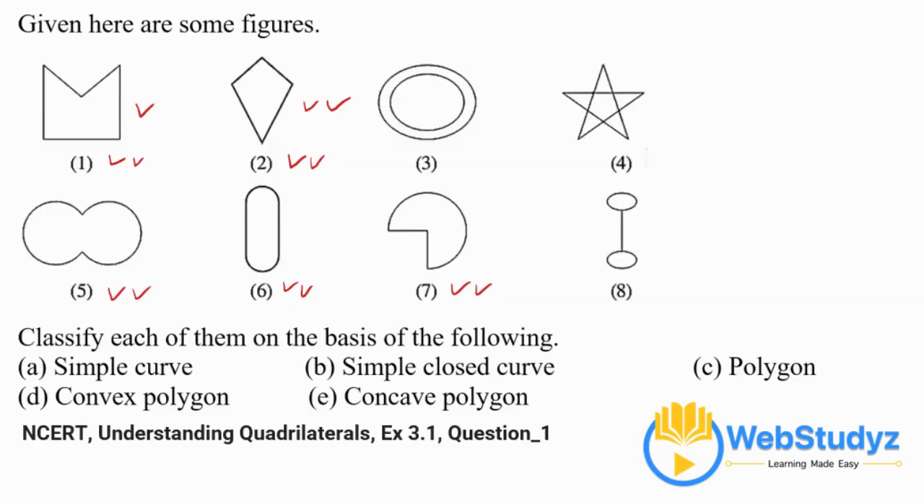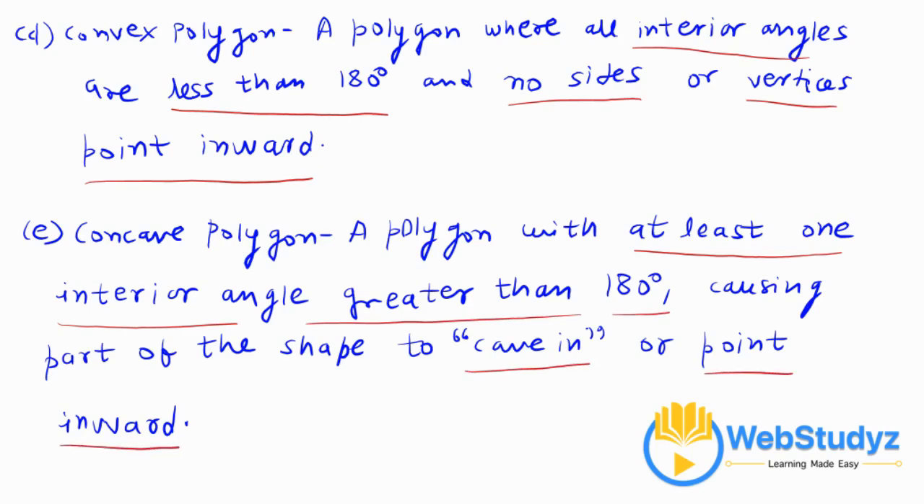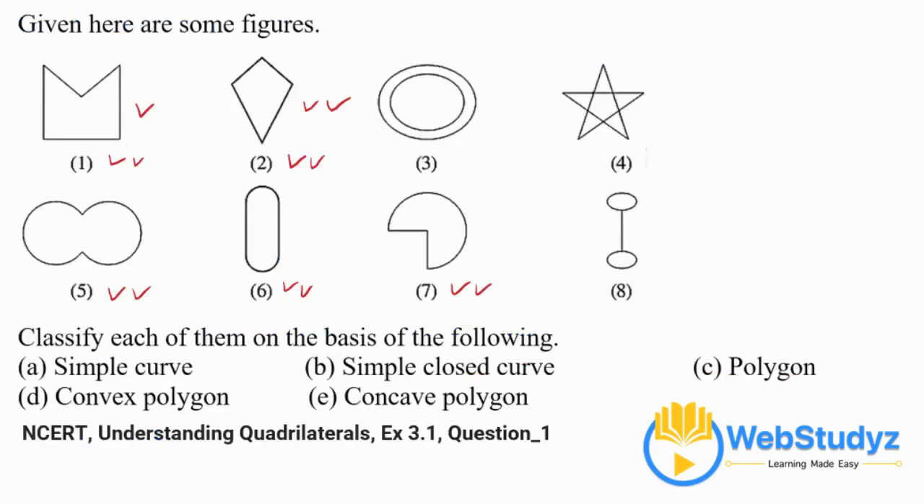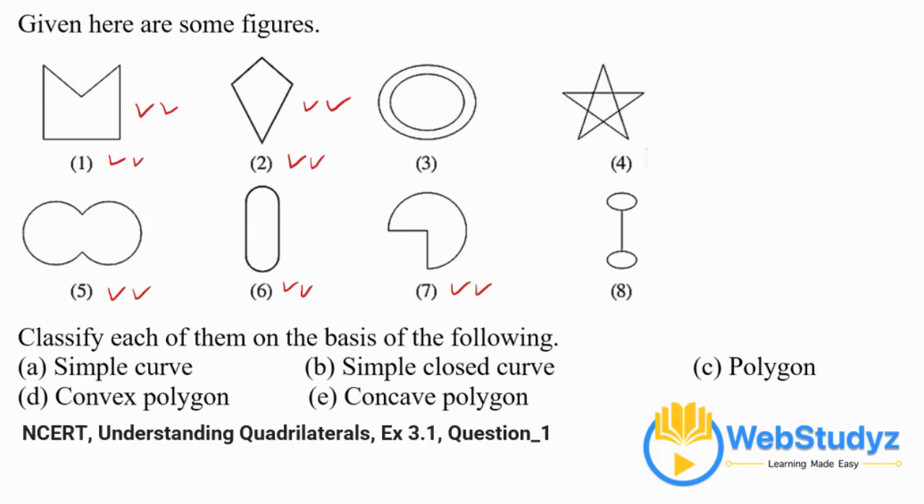And which one is concave polygon? Concave polygon is where at least one interior angle is greater than 180 degrees and causing the part of the shape to cave in or point inward. So the only figure which fulfills this condition is first one. So it is concave polygon. So let's write it down. First one is the concave polygon. So we have classified all of the given figures.